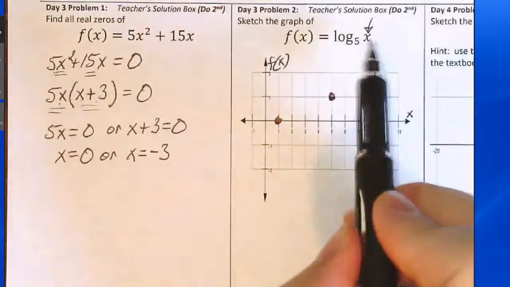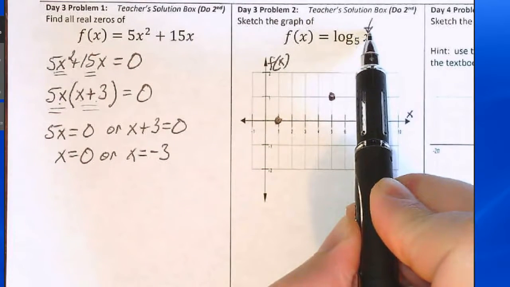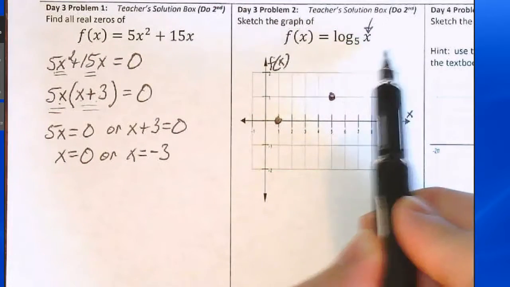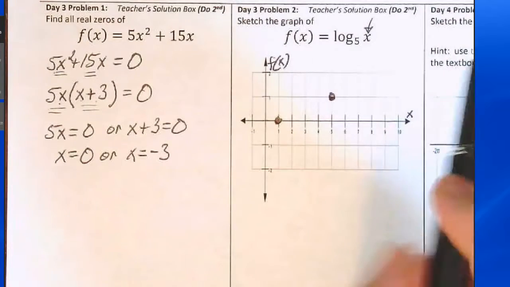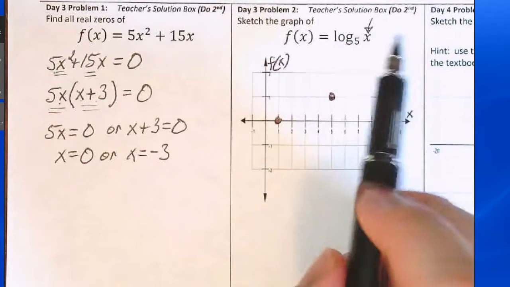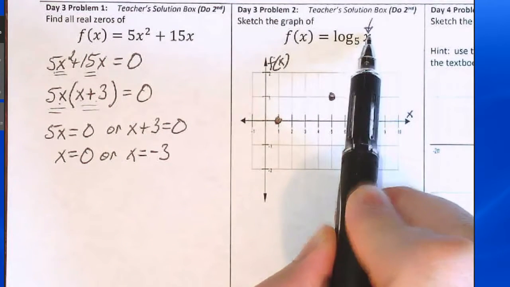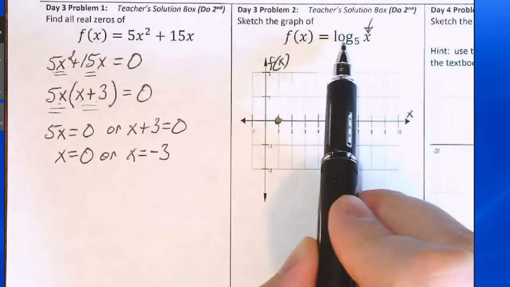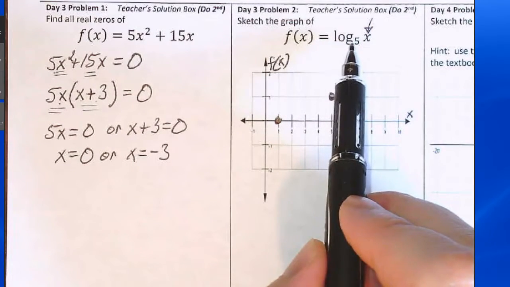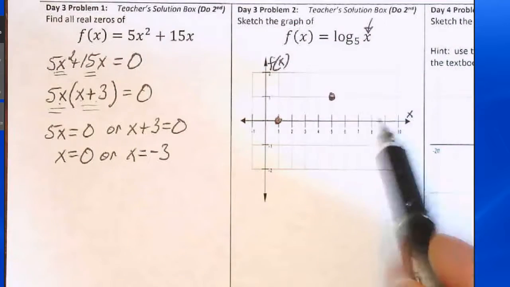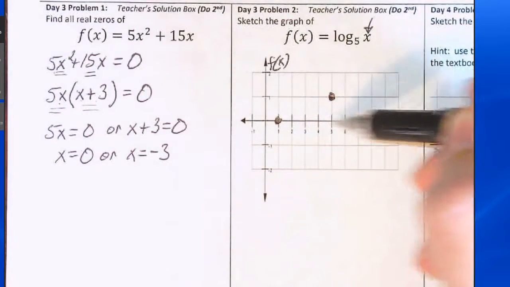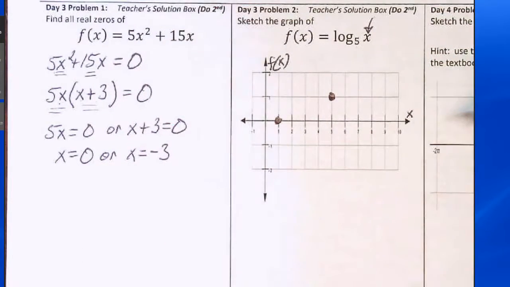Now another good number to use for x is 25. 5 to what power is 25? And that power would be 2. So if x was 25, this function turns out to be 2. 25 comma 2 is on the graph. But notice that the x-axis only goes to 10. It doesn't stretch far enough over to go to 25.